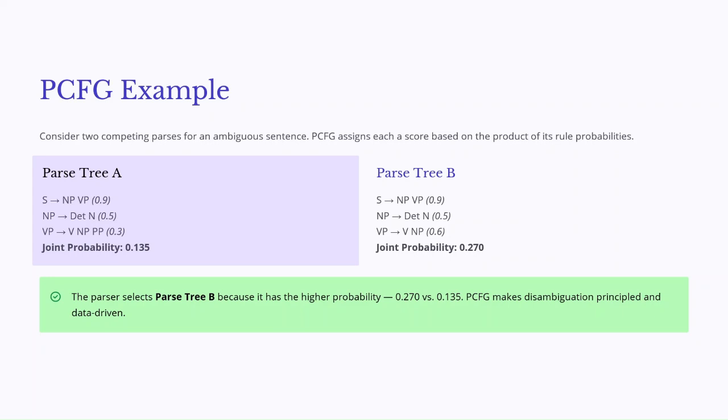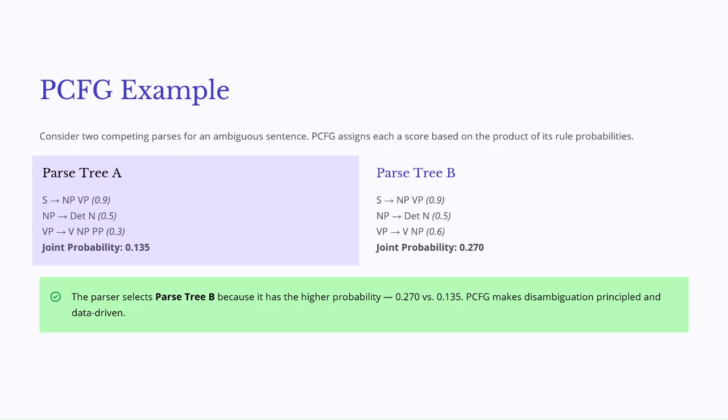Similarly, for the other parse tree, you have 0.9, 0.5 and 0.6 because the preposition is not there. So we have increased some values you have given. That is the joint probability; when you multiply it you get 0.270. The parser selects that parse tree because it has higher probability.